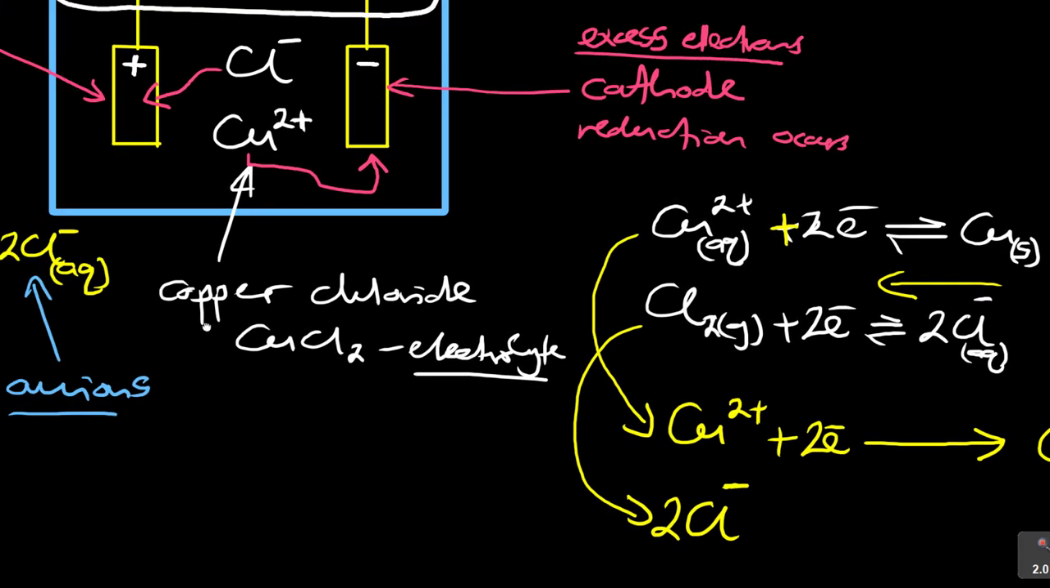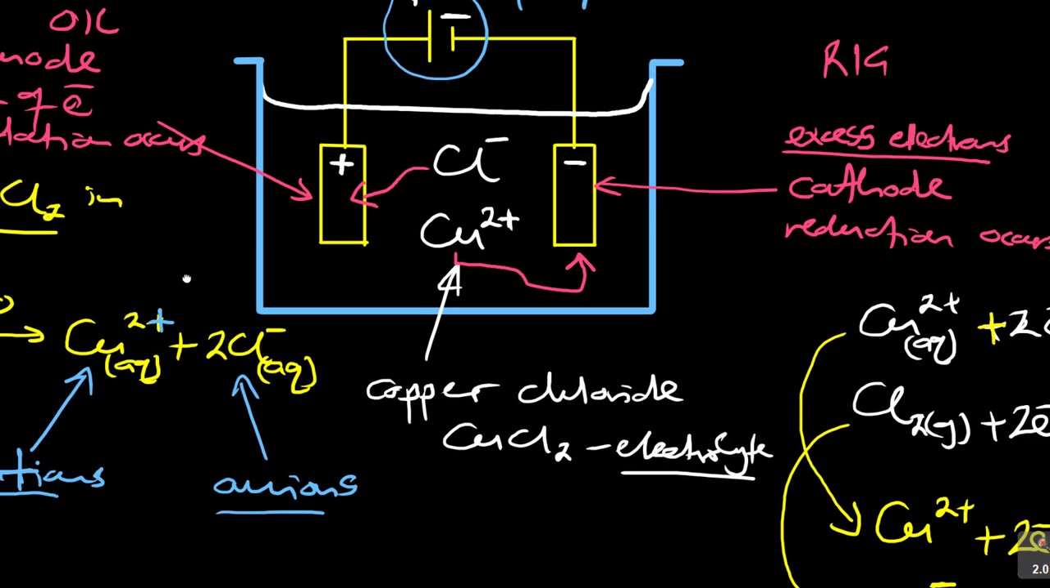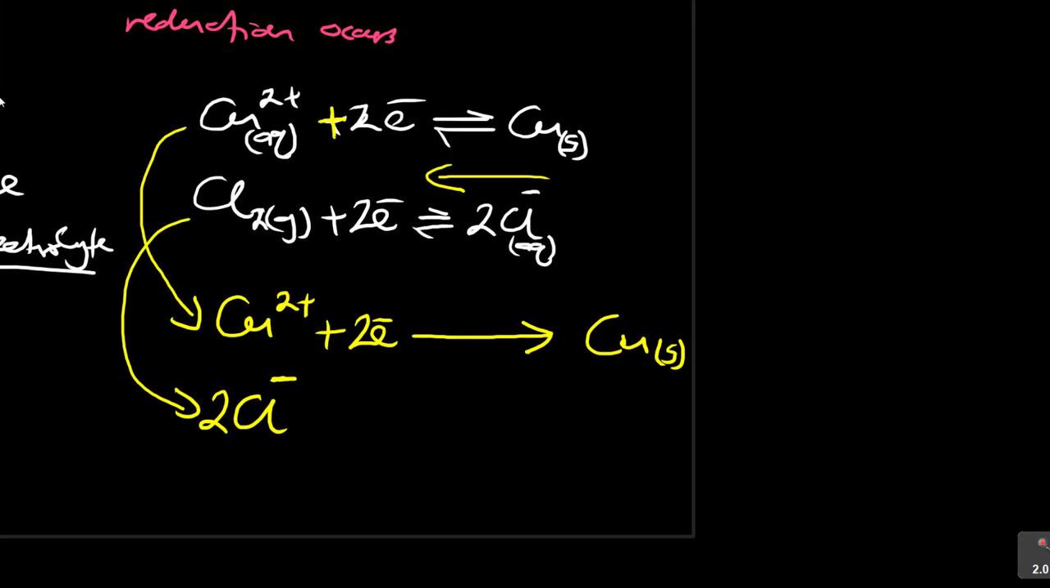Then we also said what is happening here is oxidation, meaning loss. So to write this as a loss, we're saying 2 chloride, aqueous, and then you have an arrow, and then you'll have the chlorine, which is the gas, plus 2 electrons. So you see what is happening here, the electrons are on the other side of the arrow.